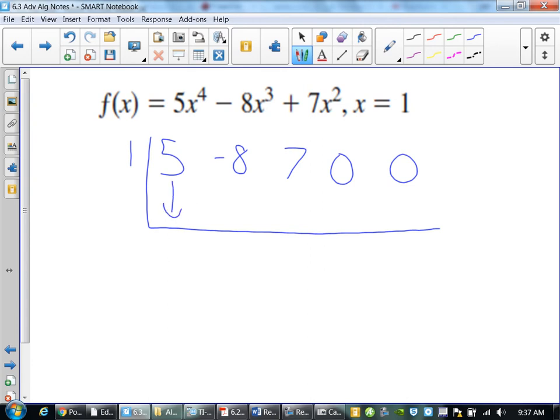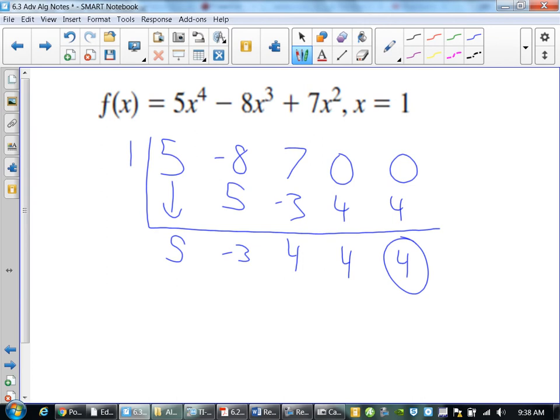First thing you do, drop the 5. What's 5 times 1? What's negative 8 plus 5? What's negative 3 times 1? What's 5 minus 8? Negative 3. What's negative 3 plus 7?